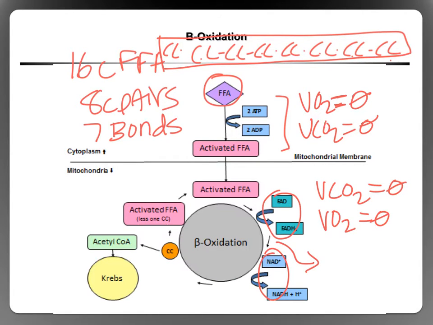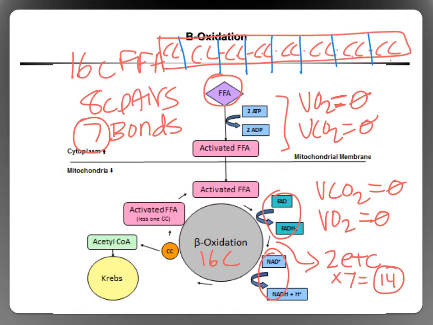transport chain. So every time we go through beta oxidation, we go through electron transport chain twice. But when we're talking about beta oxidation of a 16 carbon FFA, we go through beta oxidation 7 times, because we have to go through 1 time to break each bond. 1, 2, 3, 4, 5, 6, 7 bonds. So times 7, 14 times through electron transport chain.